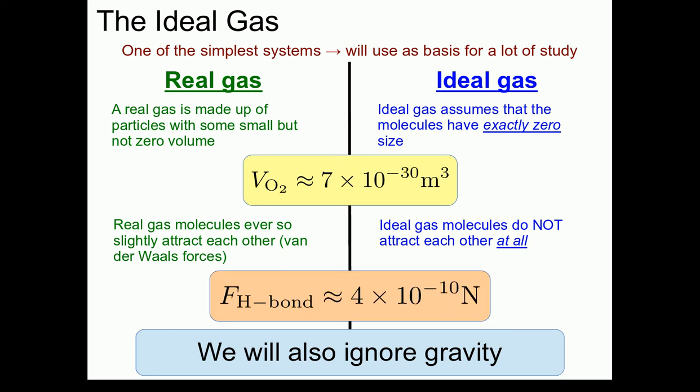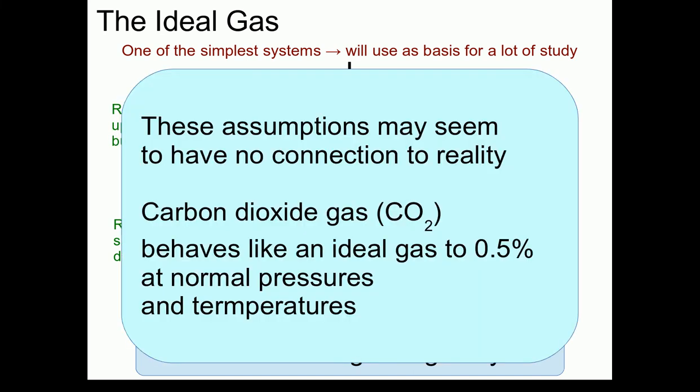Similarly, the force of the hydrogen bond is something in the neighborhood of 10 to the minus 10 newtons, which is again a very small force. So the idea that ideal gas molecules don't attract each other at all is not a terrible approximation. In fact, carbon dioxide gas behaves like an ideal gas to 0.5% accuracy at everyday pressures and temperatures. So we can use the ideal gas to get a very good idea of how real gases are behaving under a variety of typical conditions.